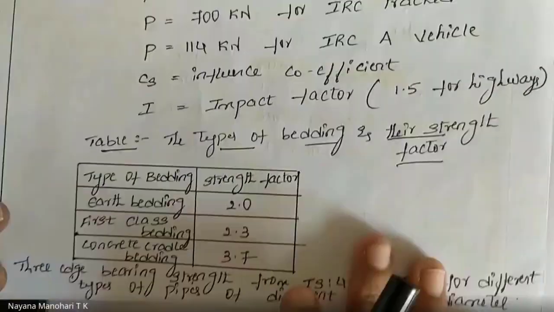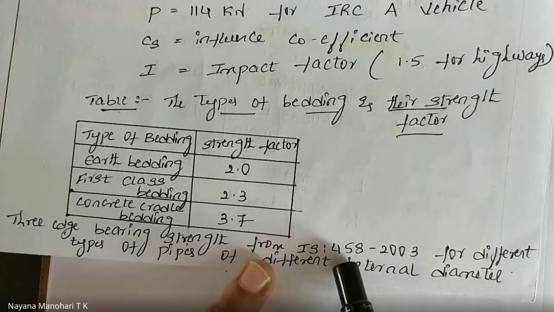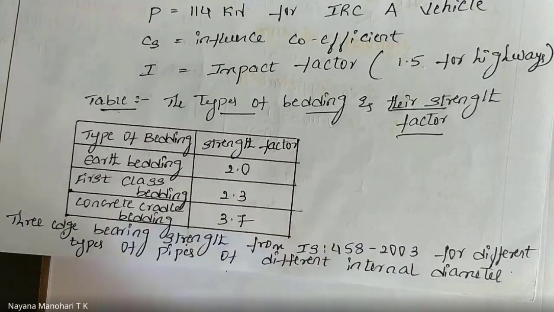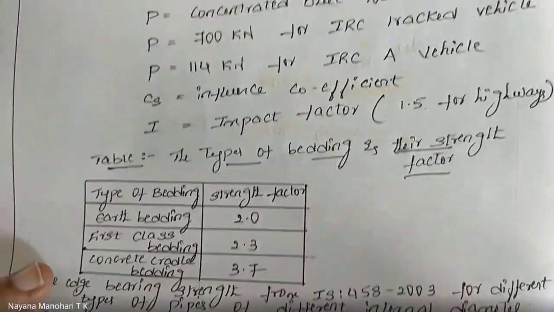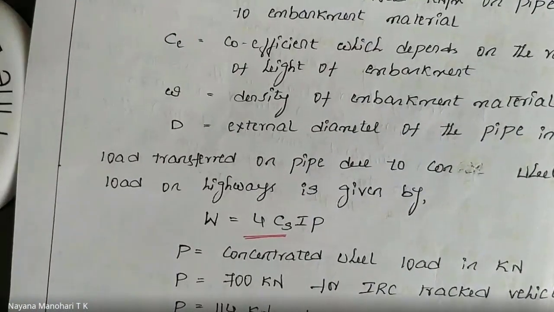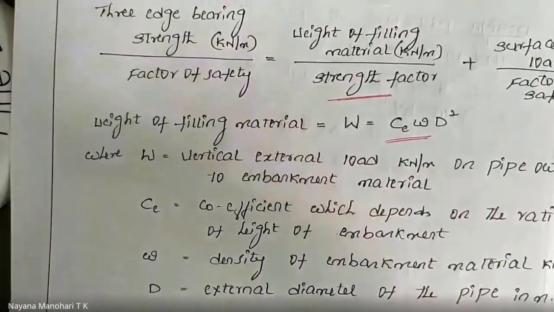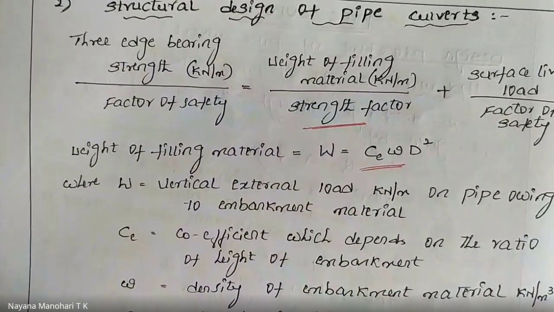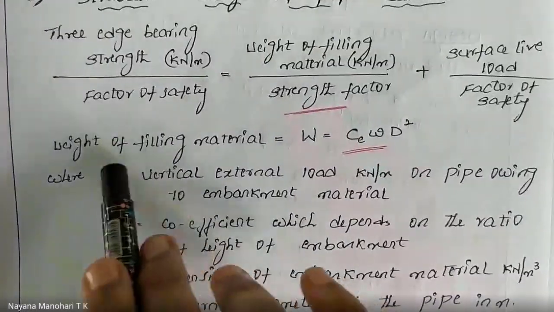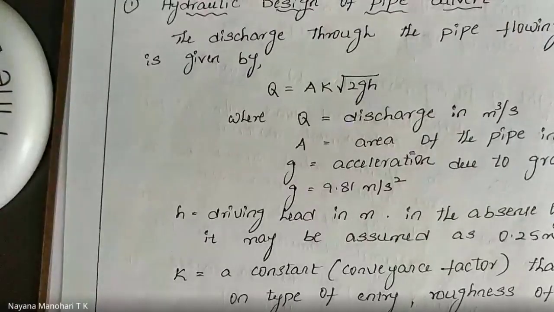The 3 edge bearing strength you pick from IS 458 2003 for different types of pipes of internal diameter. This is the procedure you are going to follow in the design of the pipe culvert. These formulas are not in the code book anywhere; you need to remember these formulas, and the weight of the filling material, everything. Okay, we'll move on to the problem now.